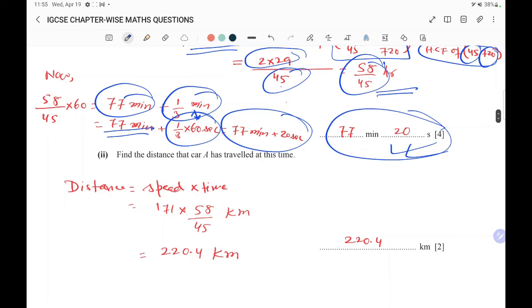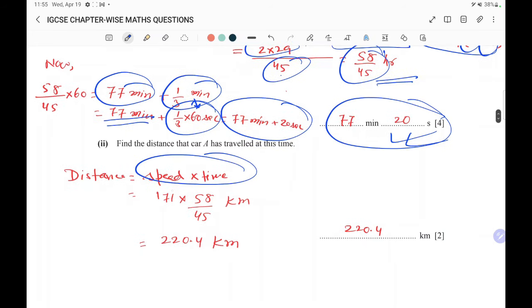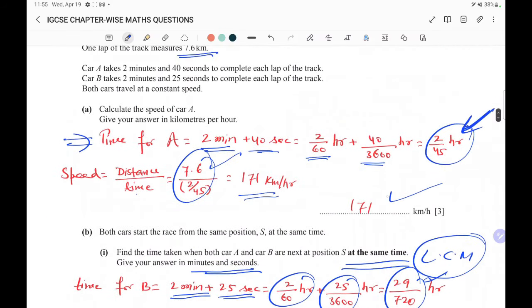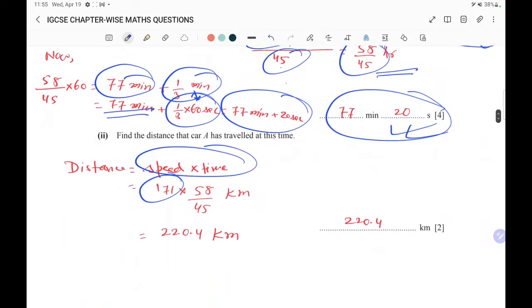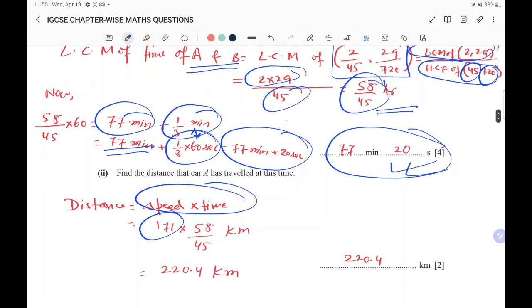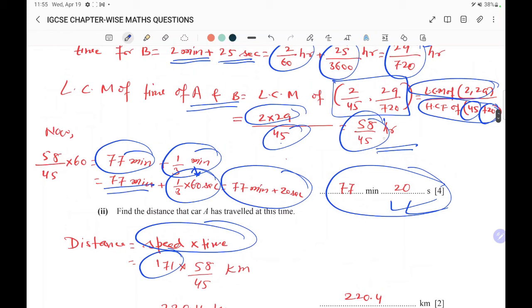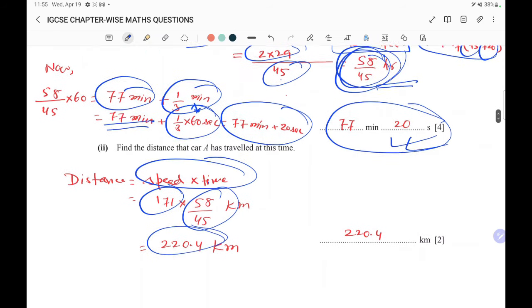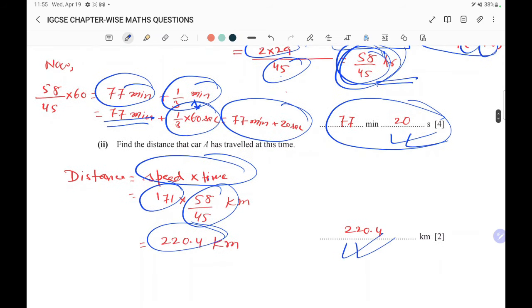Find the distance that car A has traveled at this time. So speed times time. So speed is 171, right? Already we found speed of car A 171, and time already we found when they will meet, 58 over 45. So speed times time, just multiply, you will get 220.4 kilometer.